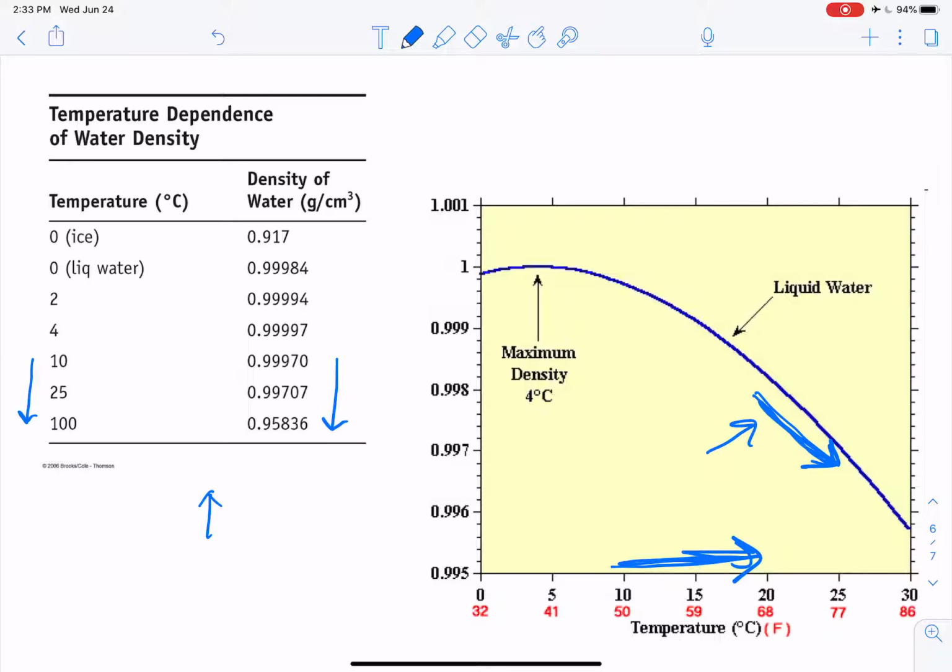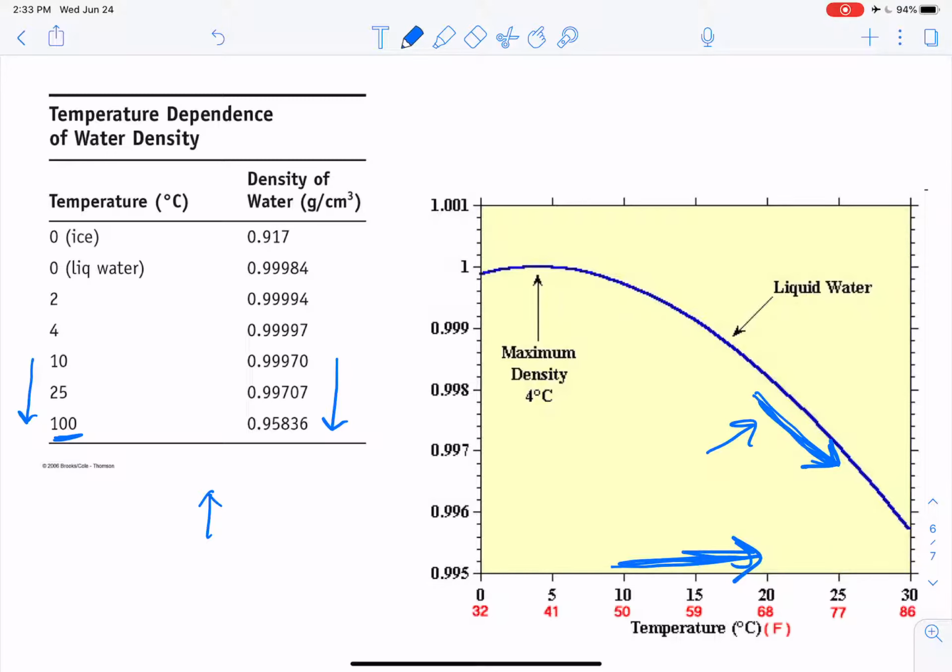Now the density of water is still about 1. Do you guys see the 0.99970, 0.99707, 0.95836? So right about here, it's gonna start to boil and become a whole lot less dense because we're forming gas there. But all the way along the line, our water has the density of about 1.